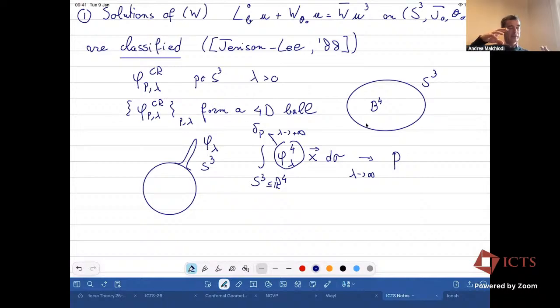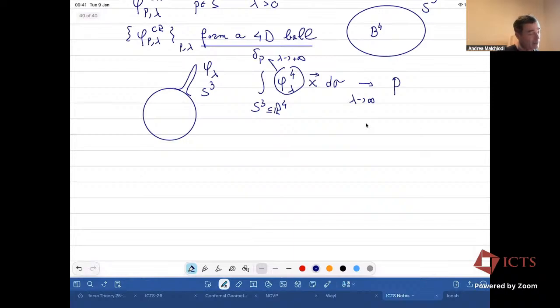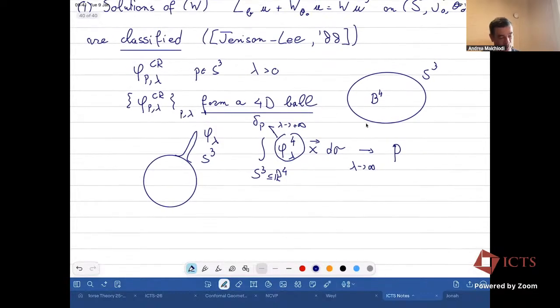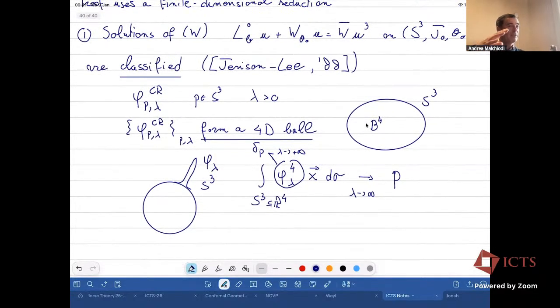You can show that the constant identically equal to 1 is a solution, okay? And the center of mass will be at the origin. And when lambda varies, say, from 1 to infinity, then the center of mass is moving towards the boundary of the ball. So that's why they form a four-dimensional ball. So this is to describe the family of all solutions of the Yamabe equation on the standard sphere.